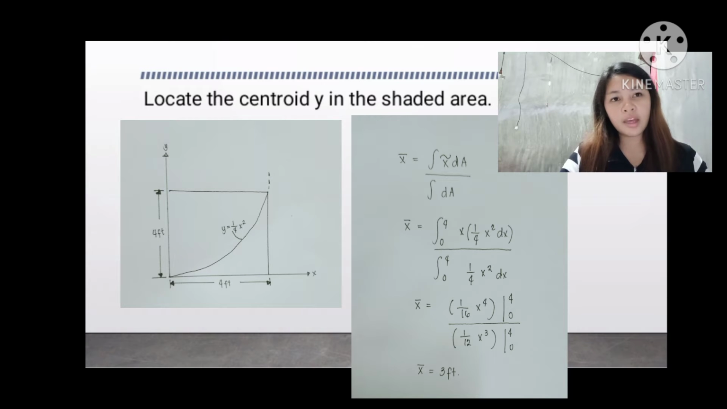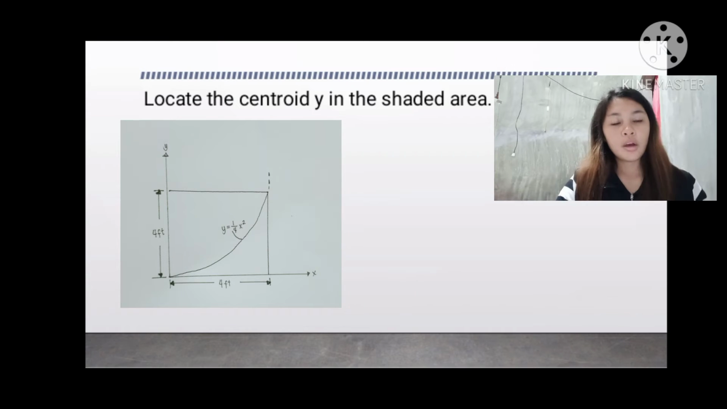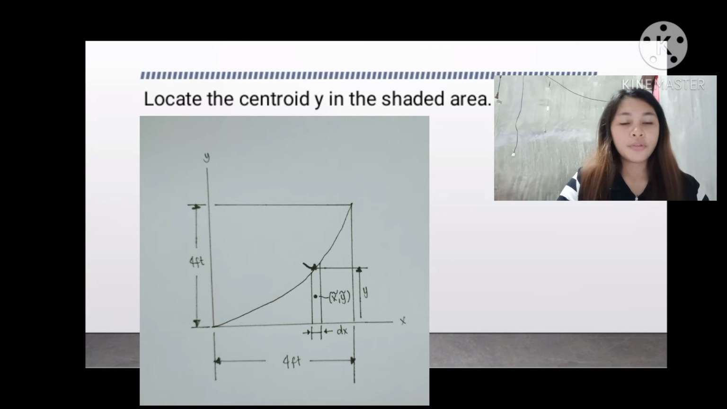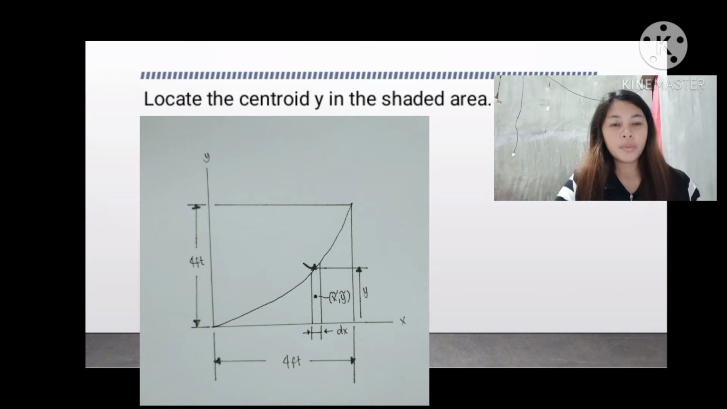In integrating, we have an upper limit of 4 and a lower limit of 0. So it results in 1/16 x raised to 4 over 1/12 x cubed, which results in 3 feet. It means that the centroid of the shaded area of the parabolic spandrel is equal to 3 feet. Also, we have drawn a free body diagram to represent our object. We can see it here.